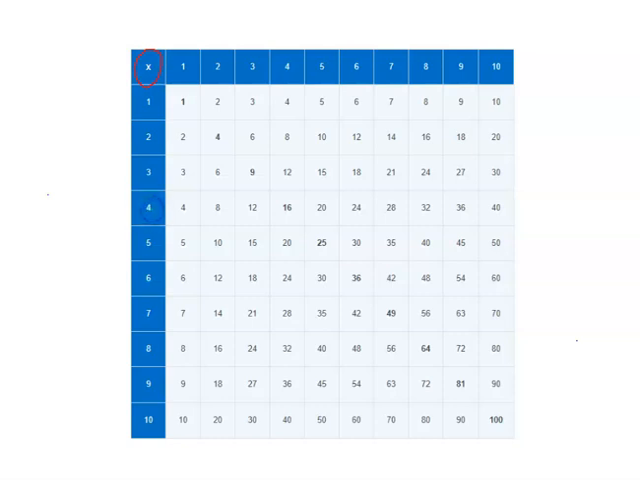So I could look at my 4 right here, let's see, my 4 right here. And I can count 6 times. 1, 2, 3, 4, 5, 6. So 4 times 6 equals, oops, there's my 6, 24. Okay, so that's a reminder of how we use our multiplication chart to find our facts.